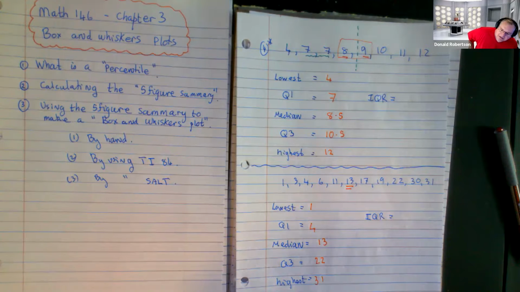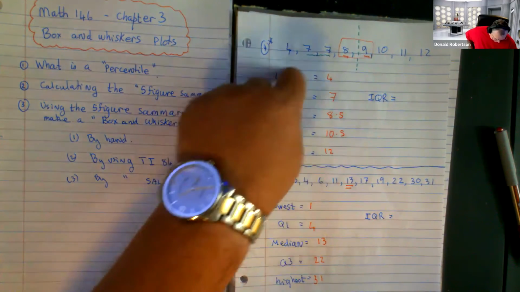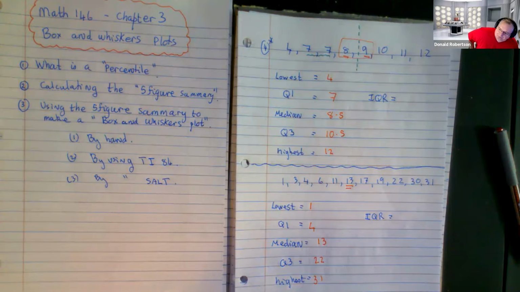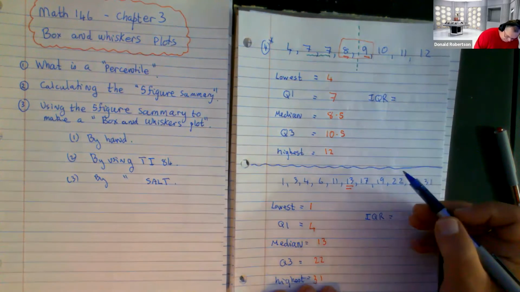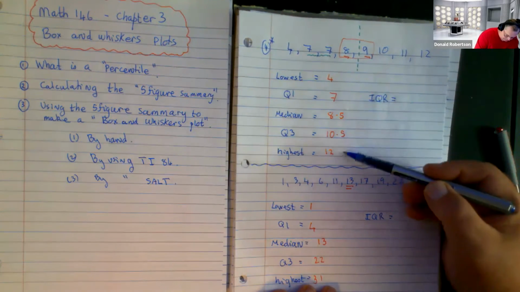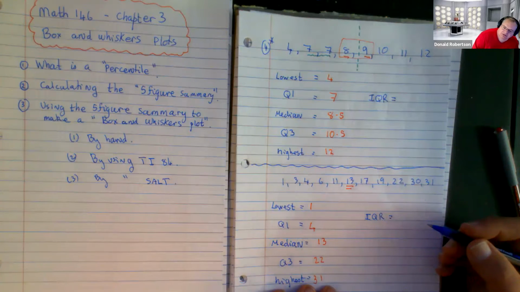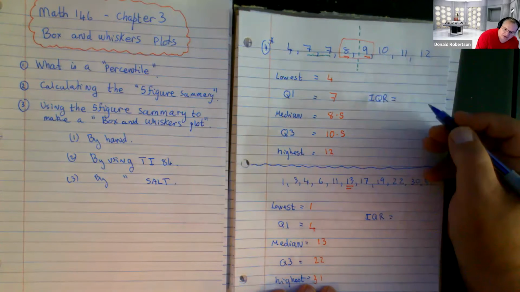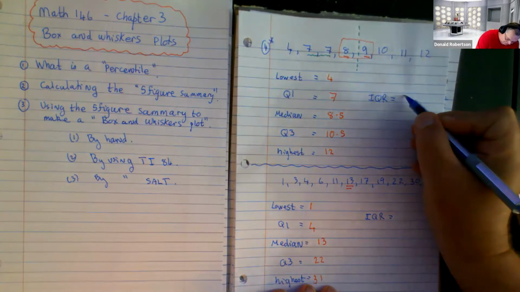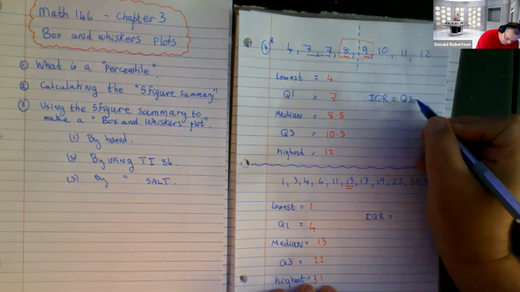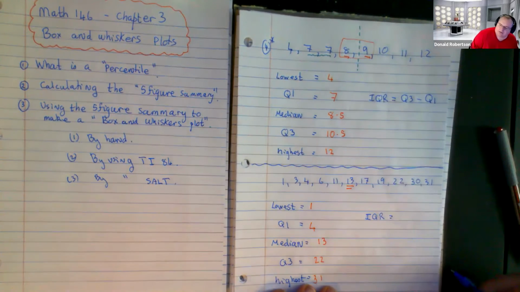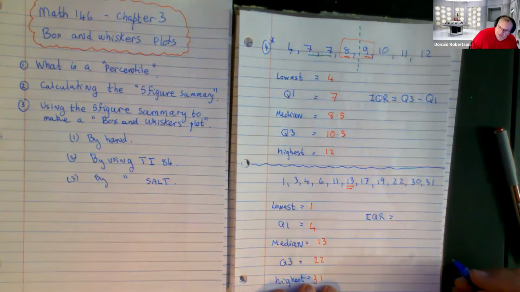Can you remember the calculation using numbers from here for the interquartile range? What was it? Interquartile range. Last chance. Okay, here goes. Okay, Q3 take away Q1.